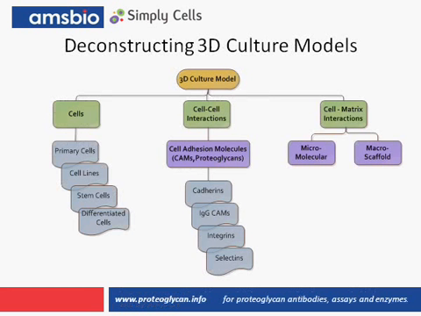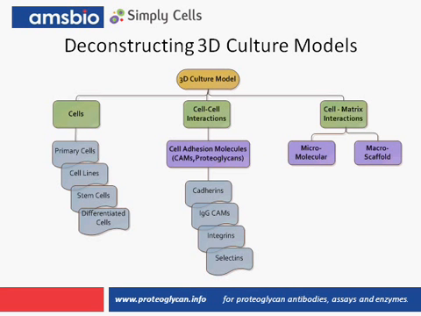Let's now deconstruct the 3D matrix. Cell function is controlled by the totality of the 3D environment that provides the physical scaffolding, cell-cell communication, migratory paths, and other cues. Let's break down the 3D model and look at the individual components. The first aspect, of course, is the cells. These cells can range from primary cells to stem cells or any combination thereof, shown on the left here. Within the 3D model, the cells interact between themselves.